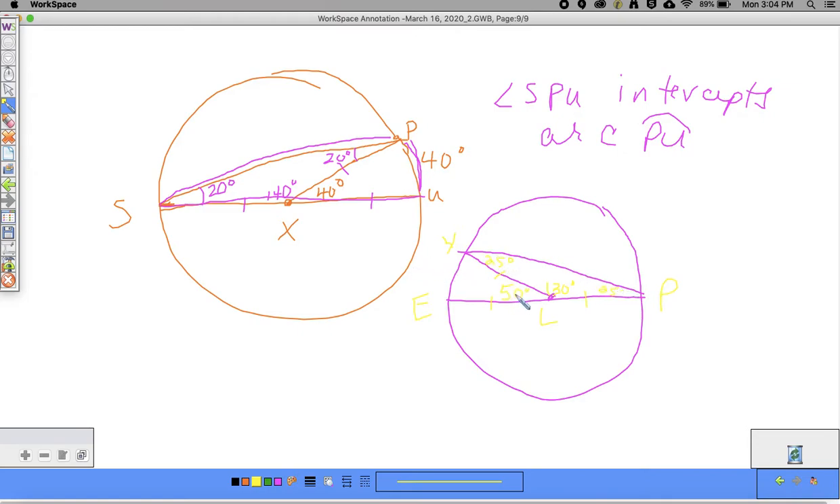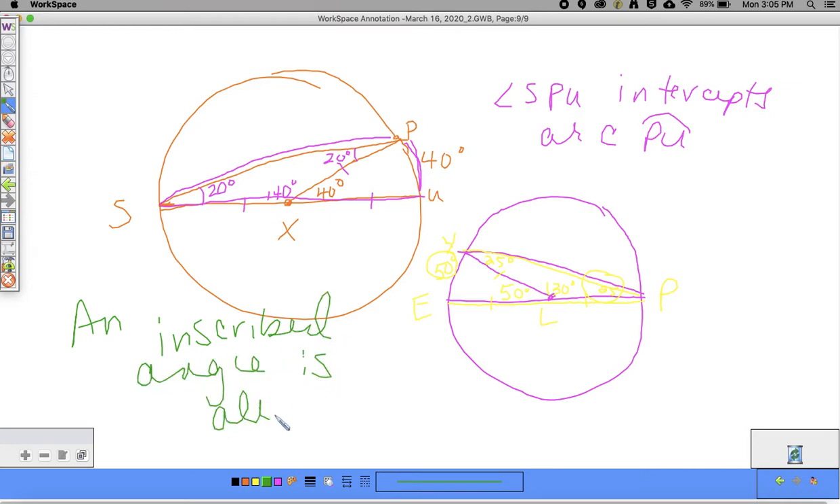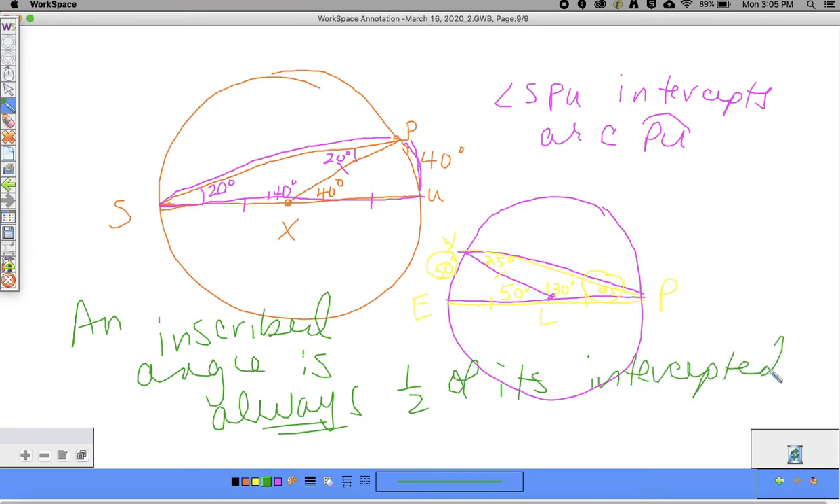So again, here's my central angle. Here's my arc, EY. That intercepts that. That's going to be 50 degrees, but let's take a look at the inscribed angle because the inscribed angle is YPE, and YPE looks like it's half of 50. So the nice thing that we know is that an inscribed angle is always 1/2 of its intercepted arc. Okay, so with that said, let's go and do some examples.